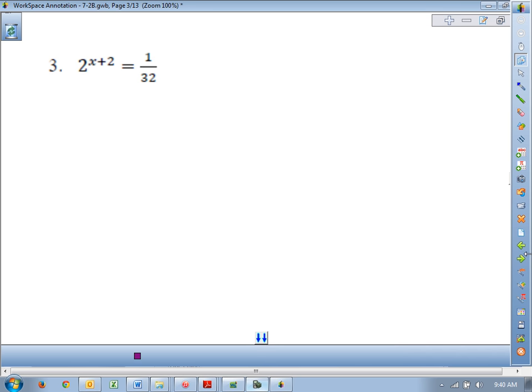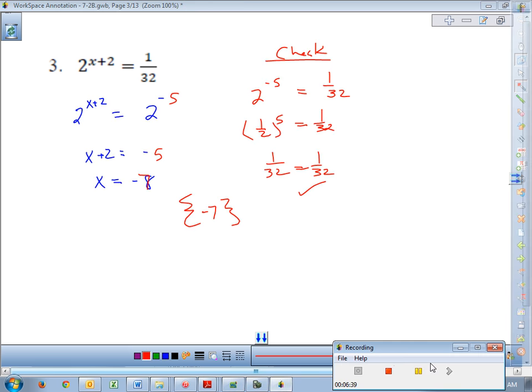Try 3. Pause the video. Get that done. Don't let the fraction scare you. It means we got a negative exponent to deal with. -7. Yeah. Una más.